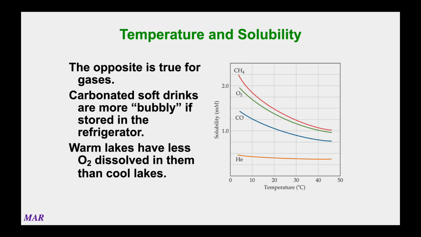For gases, on the other hand, usually it's the opposite. Raising the temperature lowers the solubility. So back to that Diet Coke example that we left sitting at room temperature, we basically were raising the temperature on it. And the solubility actually decreases with increasing temperature. As the gas molecules have more energy, they're more likely to escape. Warm lakes have less dissolved oxygen than cool lakes, all right? Because the warmth tends to make the oxygen get out of the water.